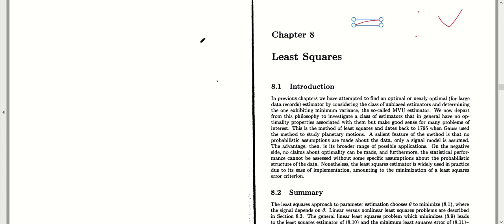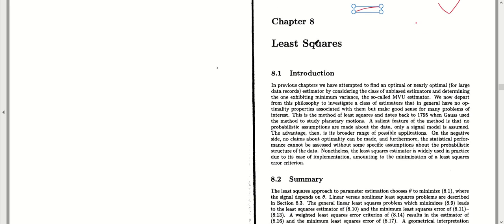Okay, now we are going to start our class at this new chapter. In the previous chapter, we finished a very important concept that is called maximum likelihood estimator. So that has been finished and we continue to chapter 8. In this chapter, we are going to talk about the least square approach.